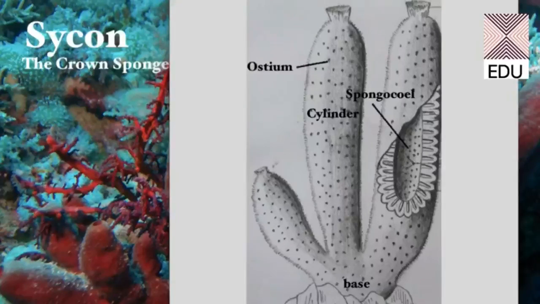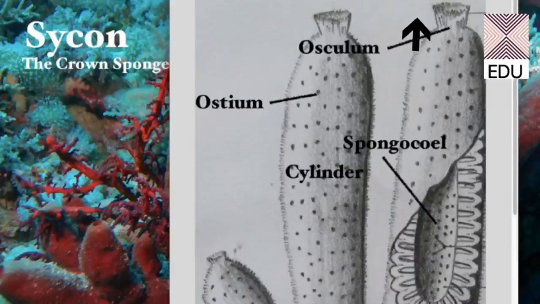Now this water will rise upwards and go out of the body of the cylinder through this pore which is called the osculum. So the water will leave the body of the Sycon through the osculum. The water was entering inside the body through ostia and the water is leaving the body through the osculum.